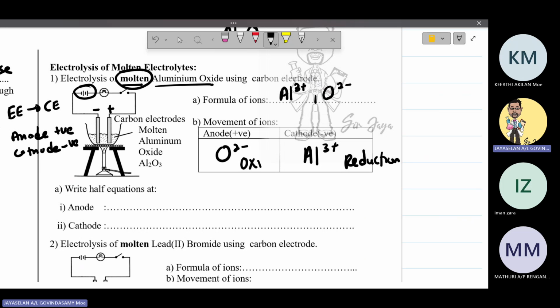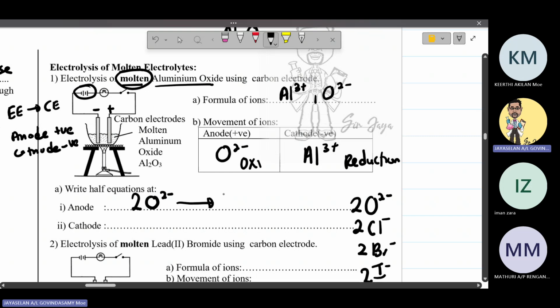Anyone can help me to do? Okay, I do this one. O2 negative. Remember, oxide ion, chloride ion, bromide ion, iodide ion. Even semua kena letak dua depan. So I put 2 in front, arrow.